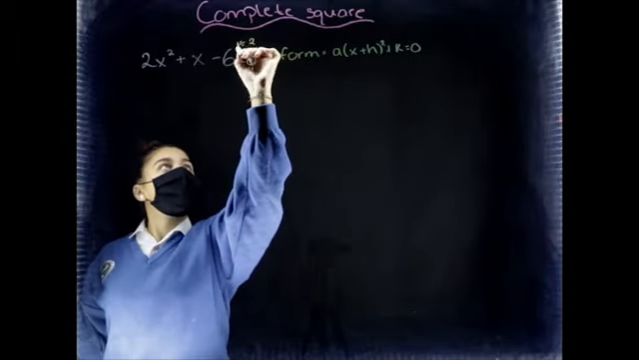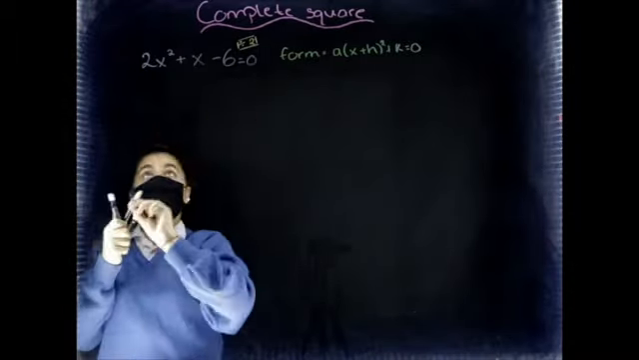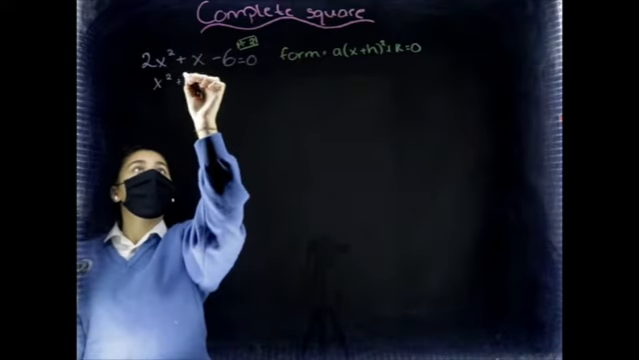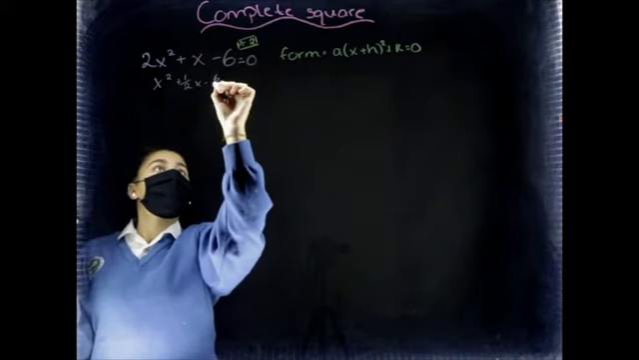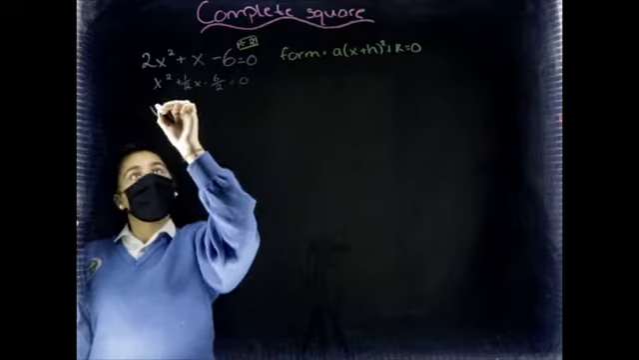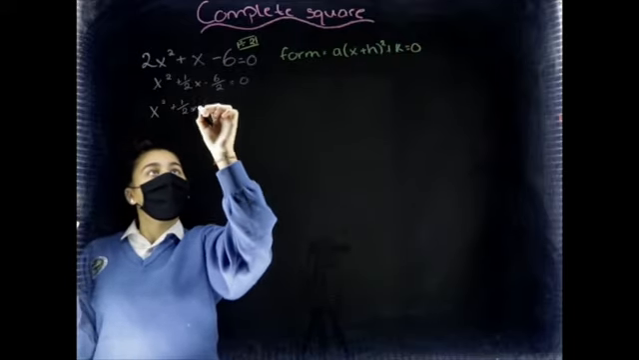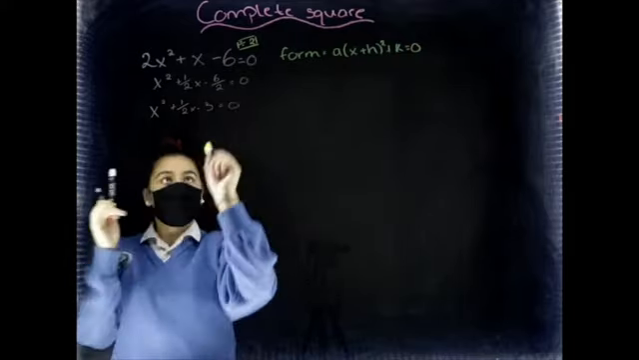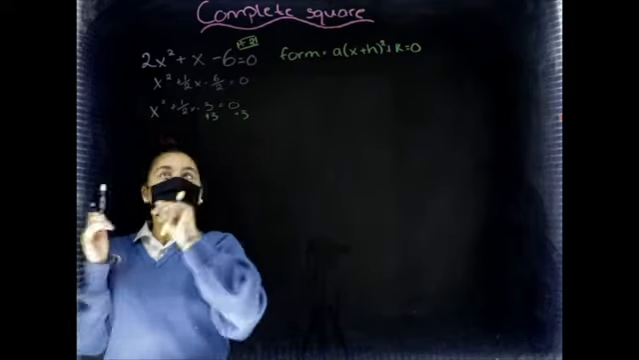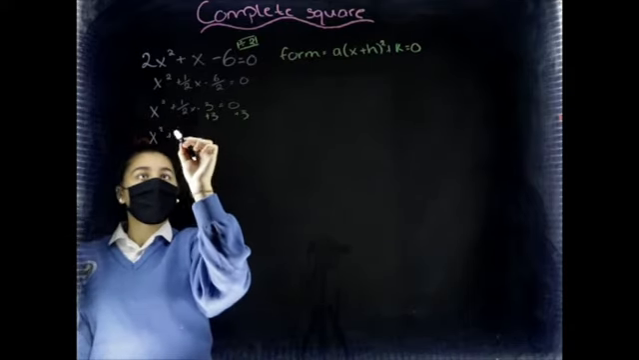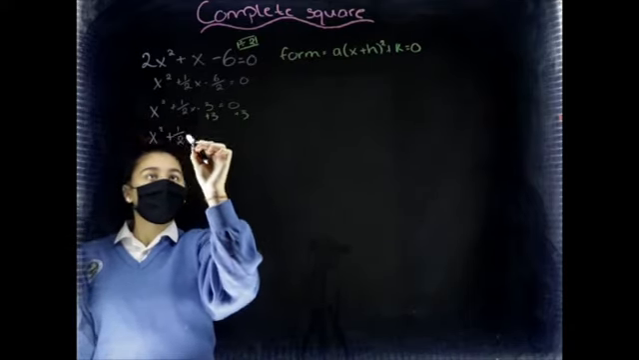The first thing I did was divide the equation by 2. This gave me x squared plus a half x minus 6 over 2 equals 0. This simplified to minus 3. I then plus 3 to both sides of my equation. This gave me x squared plus a half x equals 3.